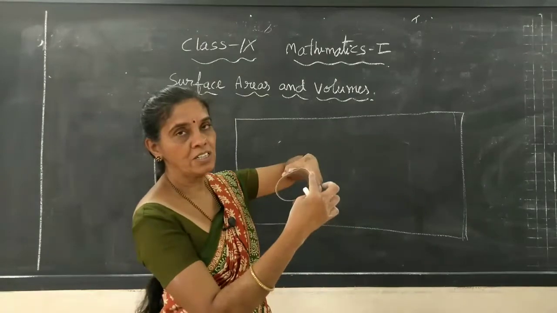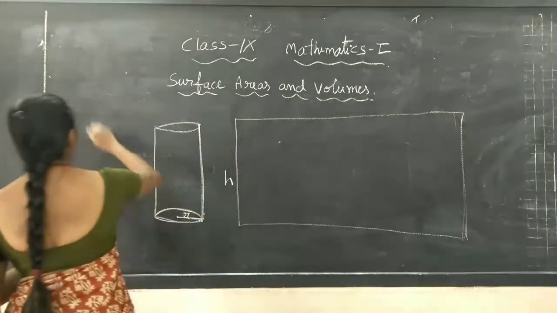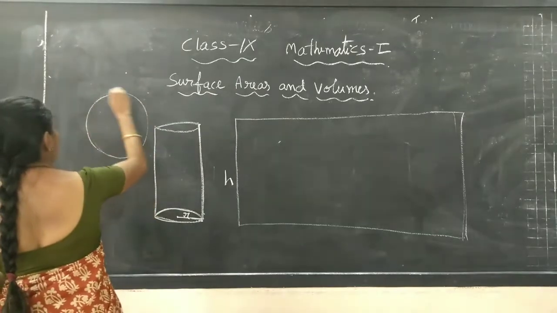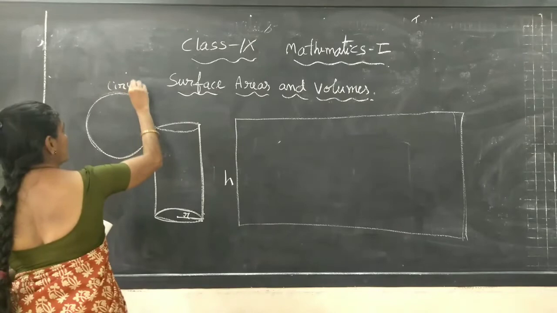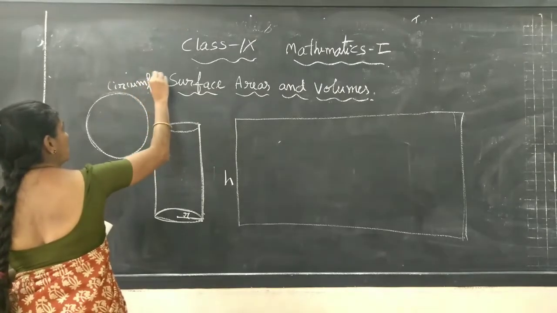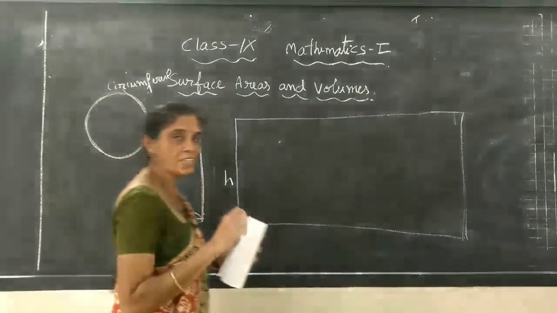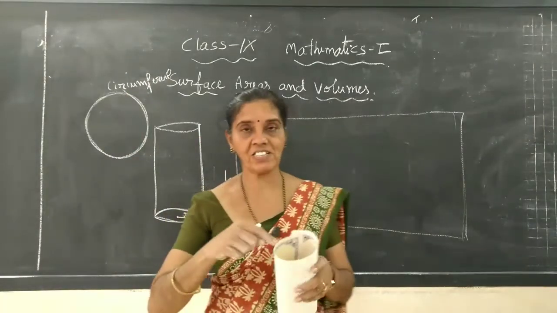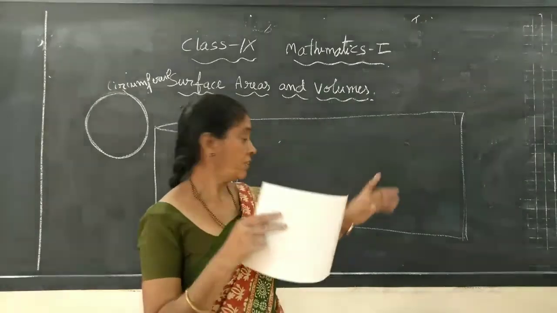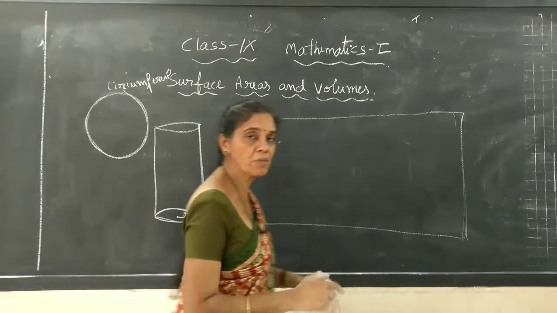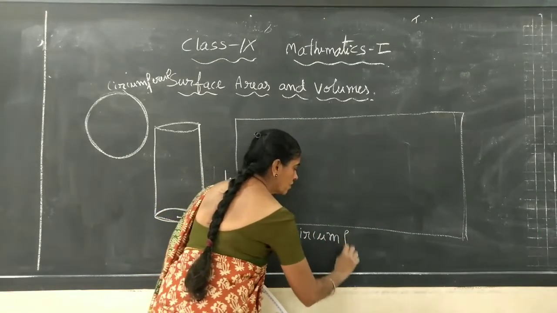If you have the circle, what do we call the boundary of the circle? It is nothing but the circumference. This particular boundary of the circle is called the circumference. So when you cut it open, this side becomes the circumference of the base.